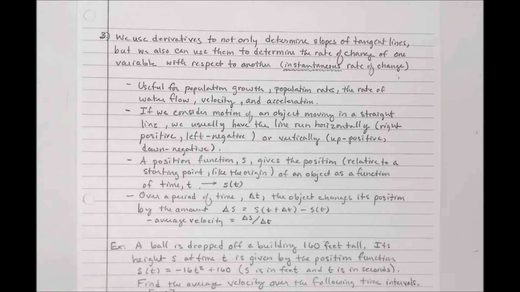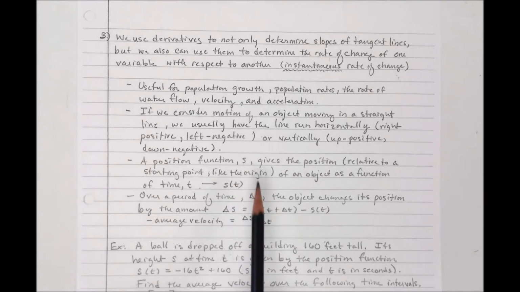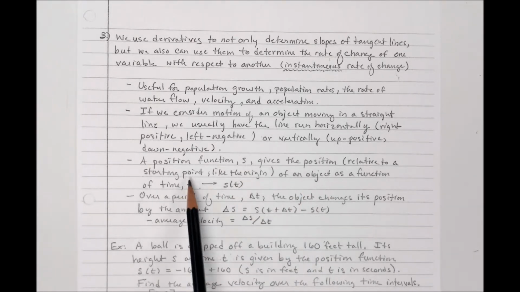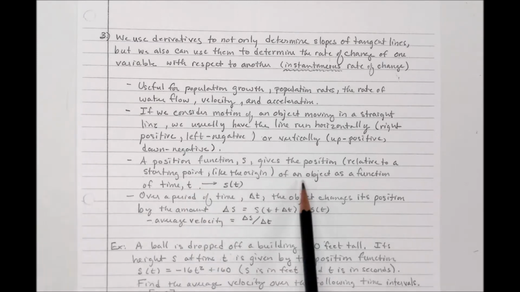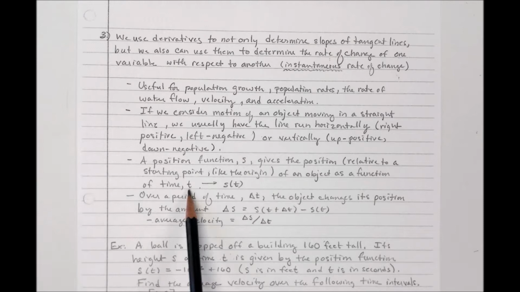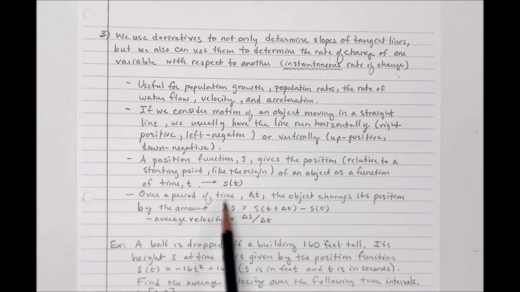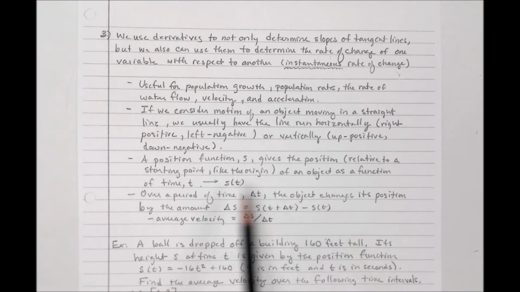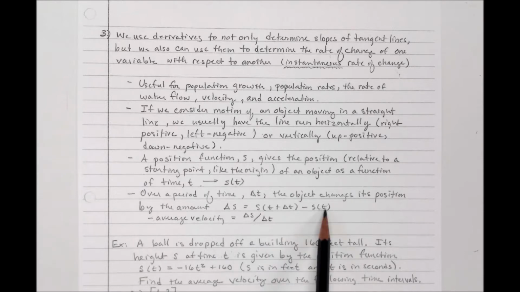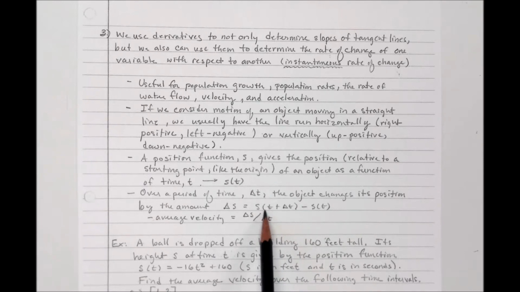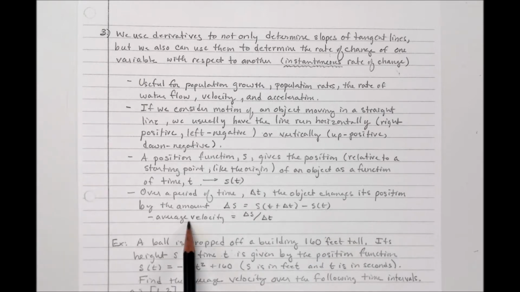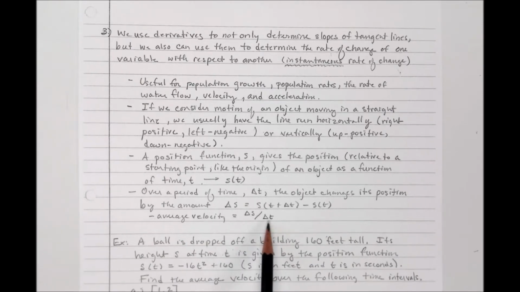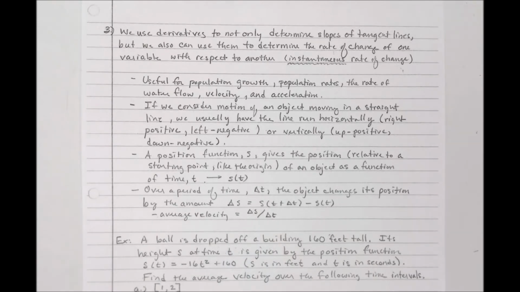A position function, right here, which they like to call S, gives the position relative to a starting point, sometimes it's the origin, of an object as a function of time. So you'll see an independent variable of t, S of t. You may remember that from your pre-calculus days. And over a period of time, the object changes its position by, thinking of this as delta s, which would be the difference in the s values in this function. So it's the second position minus the first position. Average velocity is delta s over delta t. That's our slope. But instantaneous velocity, that's kind of cool too.